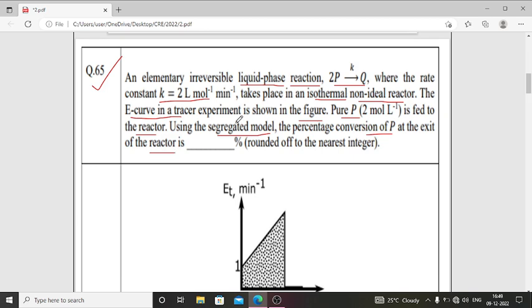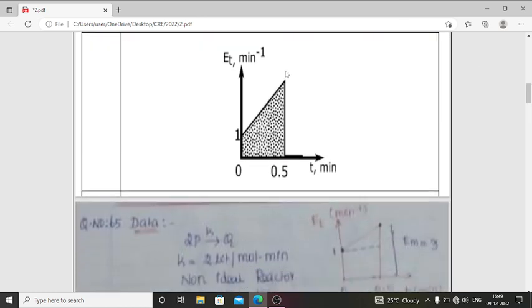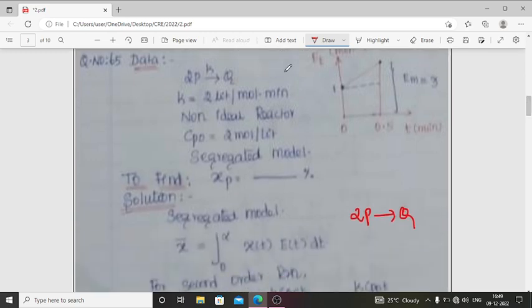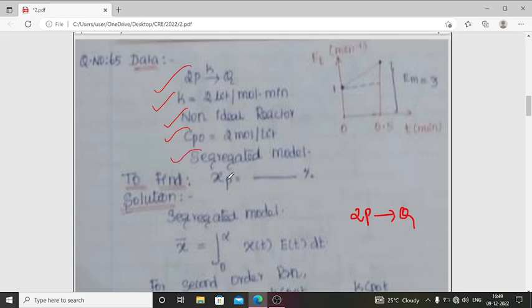The objective of this question is to determine the percentage conversion of P at the exit of the reactor, Xp, in terms of percentage. After calculating the percentage conversion of P, we have to round off the result to the nearest integer. Refer to this figure. In this figure, the y-axis is E(t) in minute power minus 1, and the x-axis is time t in minutes. Given 2P gives Q, K is the rate constant, 2 liter per mole minute, non-ideal reactor. So the initial concentration Cp0 is 2 mole per liter. So by using the segregated model, we determine the percentage conversion of P.